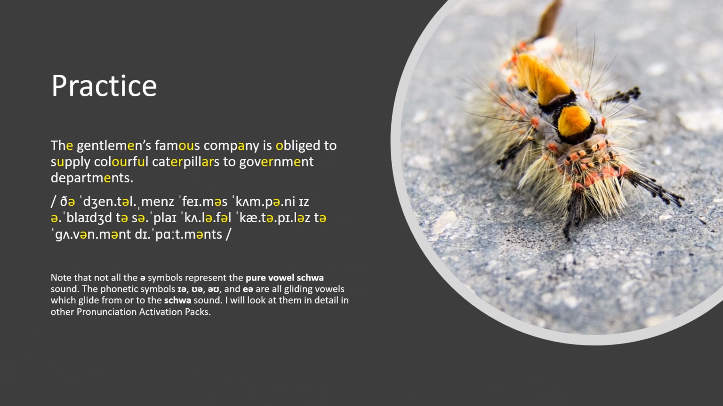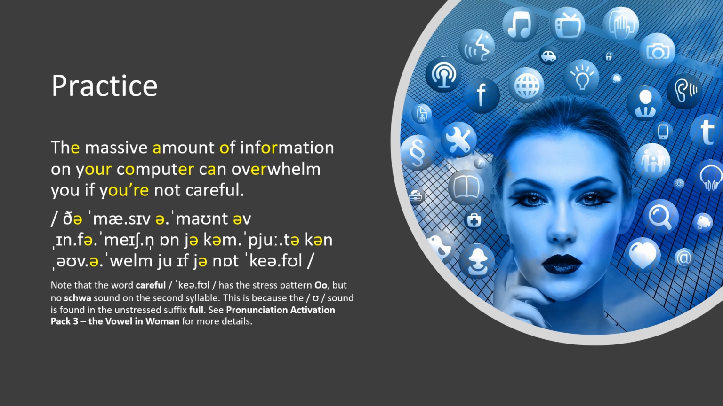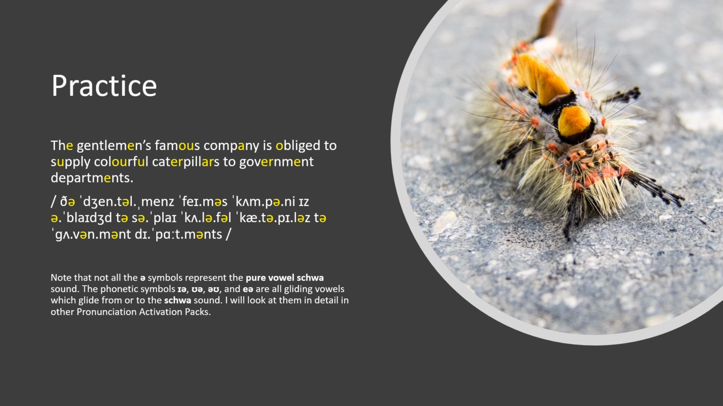Practice. The gentleman's famous company is obliged to supply colourful caterpillars to government departments. Note that not all the schwa symbols represent the pure vowel schwa sound. The phonetic symbols ia, ua, o, and are all gliding vowels which glide from or to the schwa sound. I'll look at them in detail in other pronunciation activation packs.